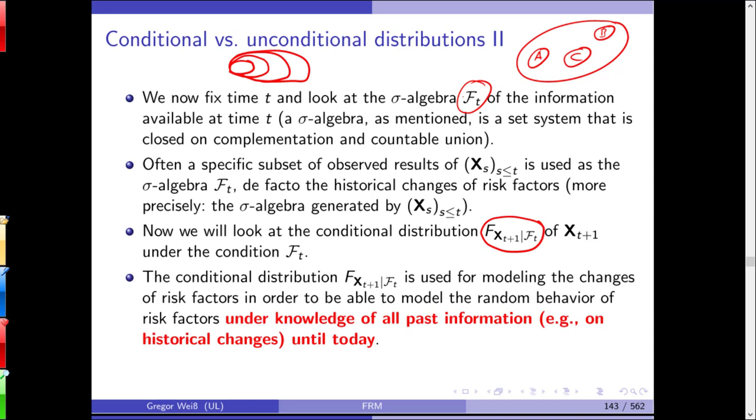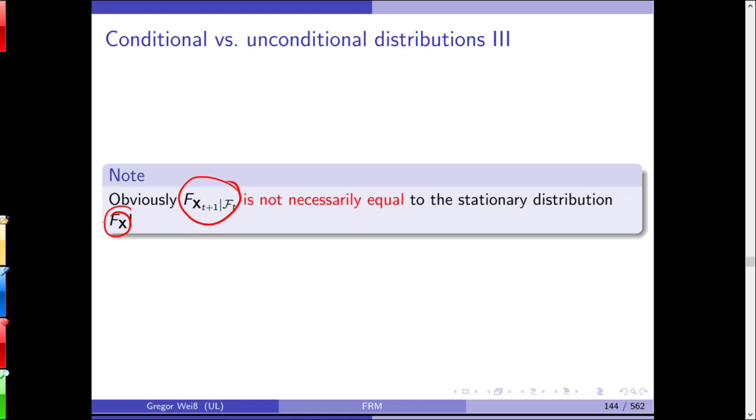And obviously, the conditional distribution is not necessarily equal to the unconditional distribution. If you're using two different types of models, they will not necessarily be equal. I will leave this out.